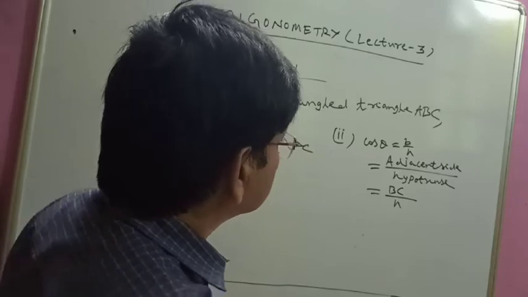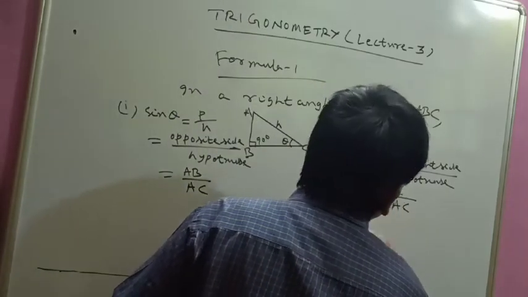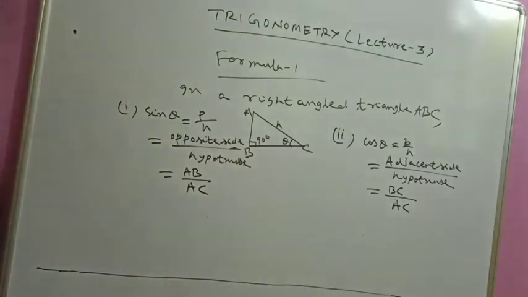So now BC by hypotenuse. So here hypotenuse is AC. So you can say BC by AC. Okay. So sin theta in this triangle ABC is AB by AC. Cos theta is BC by AC.